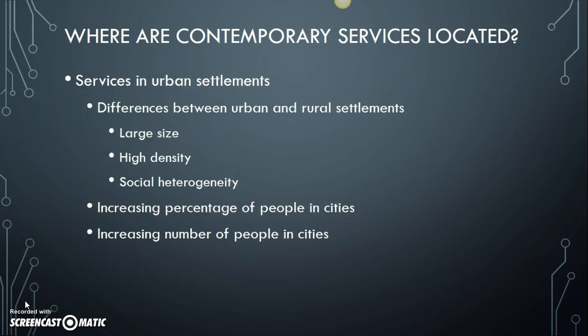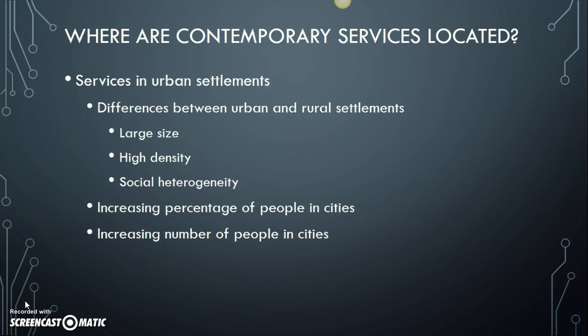So we're going to shift gears now. We're going to talk about urban settlements. Now we're talking more about cities. To start out, we'll talk a little bit about some of those differences, and then we'll talk about the percentage of people in cities, and the number of people in cities, and we'll look at and analyze some maps.